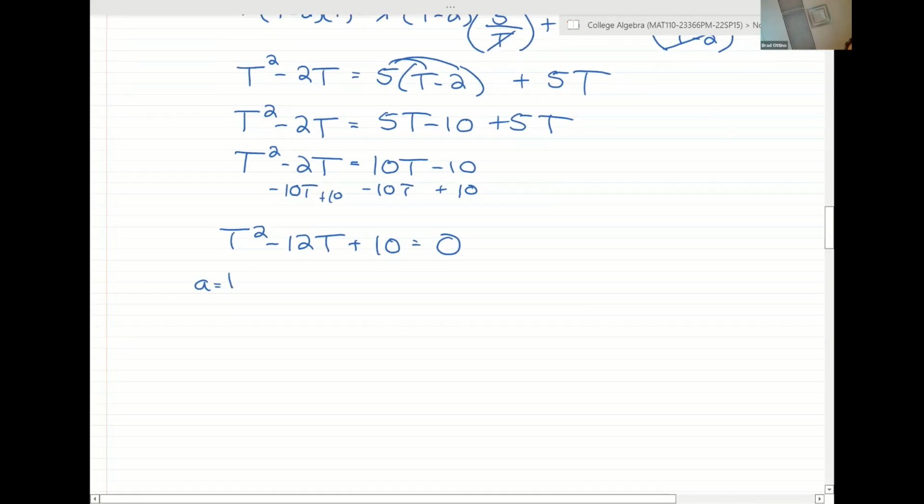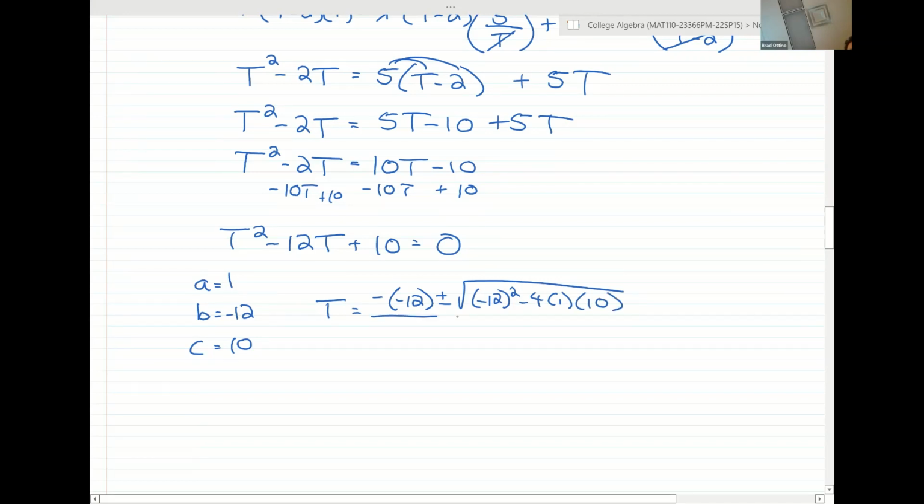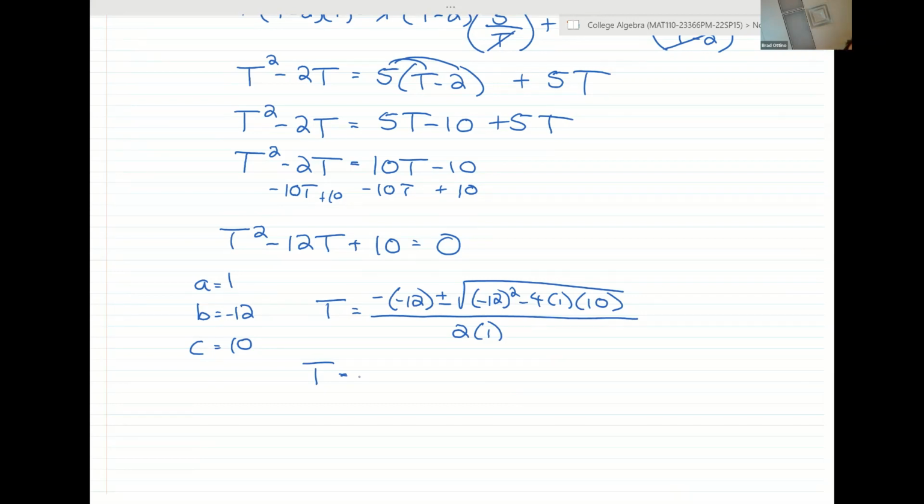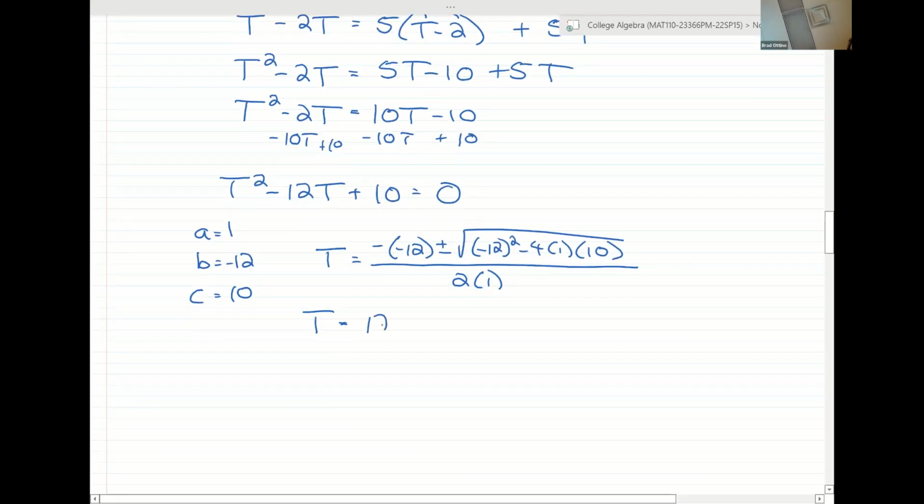In this case, A is 1, B is negative 12, and C is 10. So our value for time would be the opposite of B, plus or minus the square root of B squared minus 4AC, all divided by 2A. That would be 12 plus or minus. Type that into your calculator. 144 minus 40 is just 104.